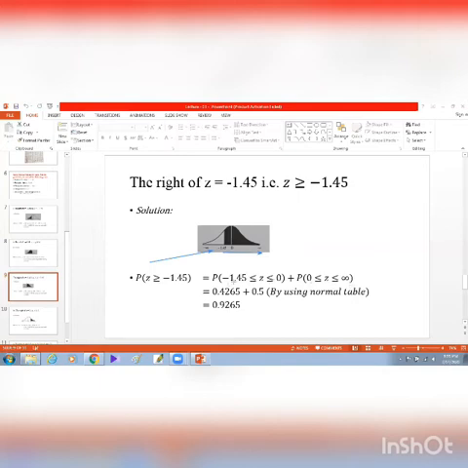Now from normal table we get the value of minus 1.45 equal to 0.4265, and probability of 0 to infinity is equal to 0.5, and adding these two values we get the value which is 0.9265, which is the required probability.